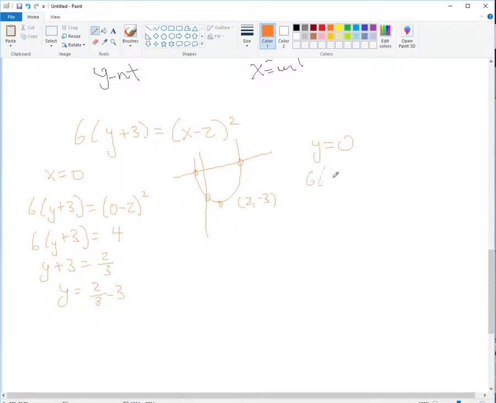So we make y equal 0: 6 times 0 plus 3 equals (x minus 2) squared. So 6 times 3 equals (x minus 2) squared. 18 equals (x minus 2) squared. So we have plus or minus root 18 is equal to x minus 2. So 2 plus or minus root 18 are our two answers. Boom, boom. All right. Awesome. So that's all you have to do to find the x and y intercepts.